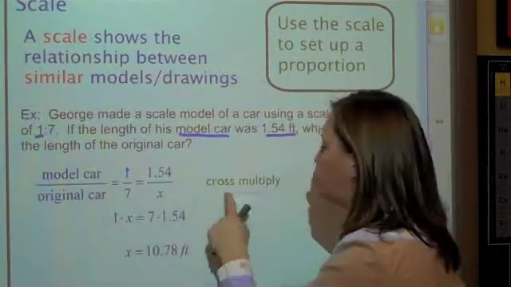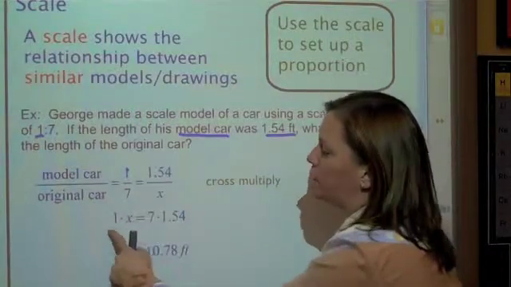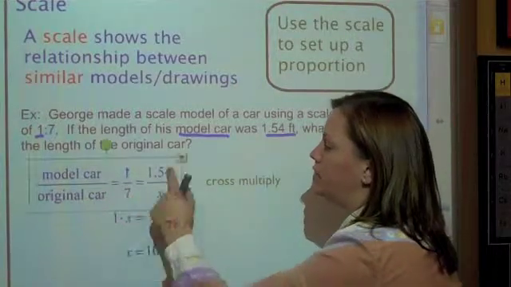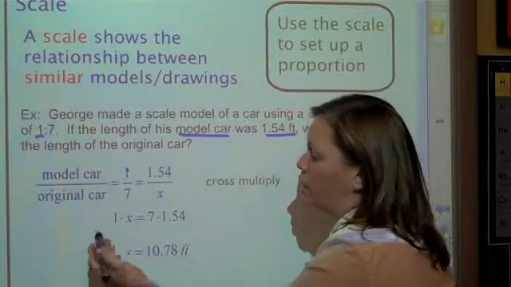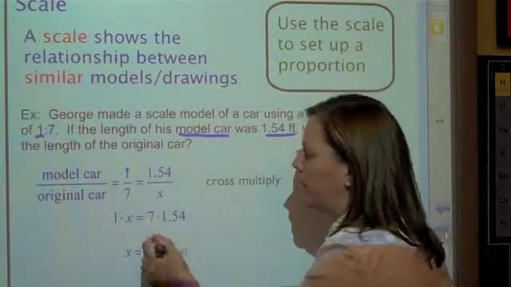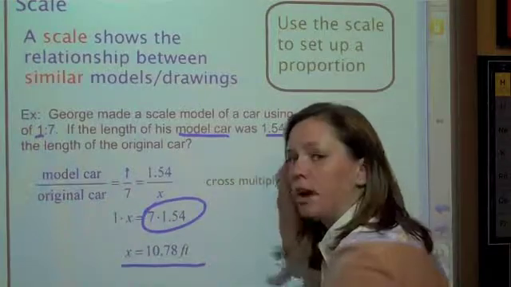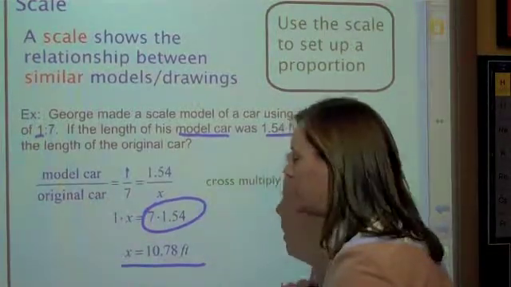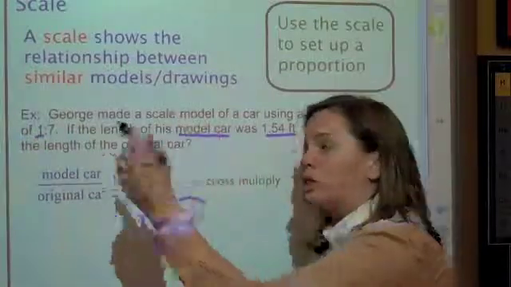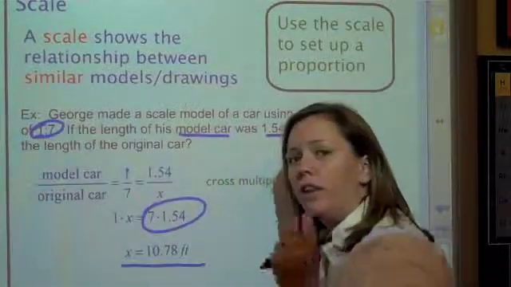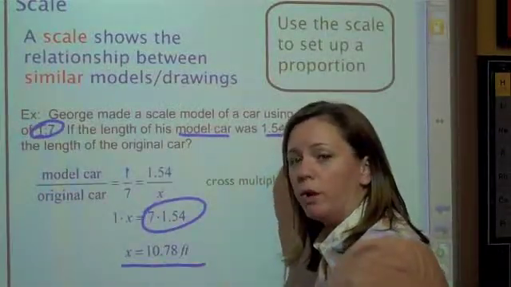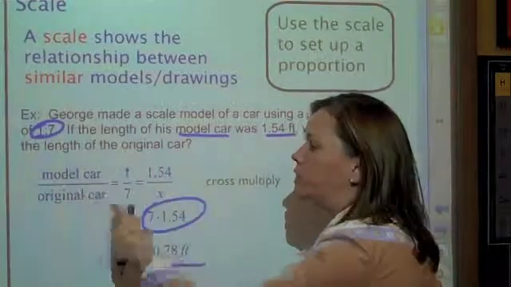So now we cross multiply, so 1 times x is equal to 7 times 1.54. And 1x, of course, is just x, and then if I multiply 7 times 1.54, I get about 10.78 feet. So just use the scale that you have, and think about the part that you know and the part that you want to know, and where those parts go in your ratio.